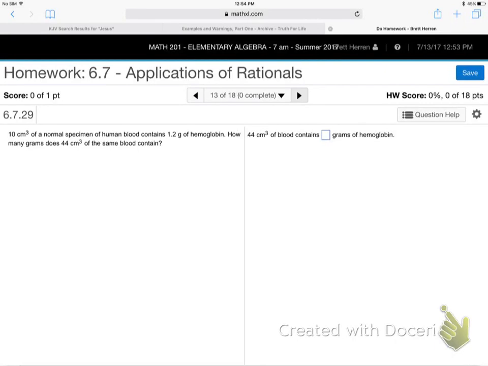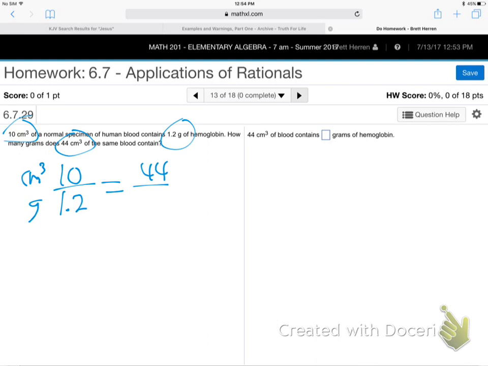Everybody getting that? So I'm going to go 10 over 1.2. You can just put cubic centimeter over grams equals, and the 44 is cubic centimeters, so it's going to have to go on the top and the x on the bottom. Does that make sense how I decided that? I just followed the trail of the units.